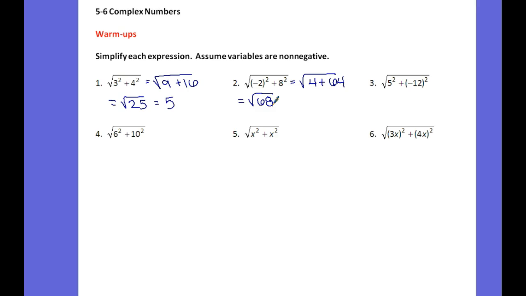13 is... 4. So the square root of 4 and the square root of 17, because 4 times 17 is 68. So you get 2 square roots of 17. Wait, 4 times 17 is 68. Correct. Sorry, 68.